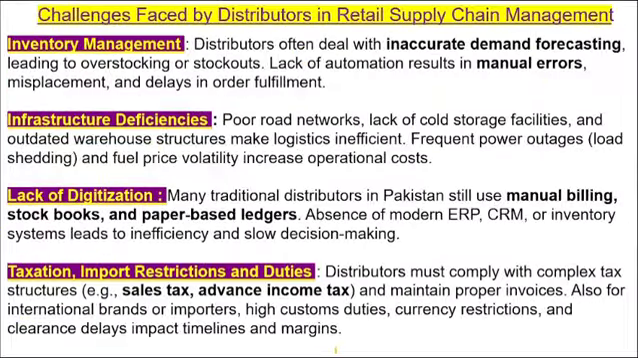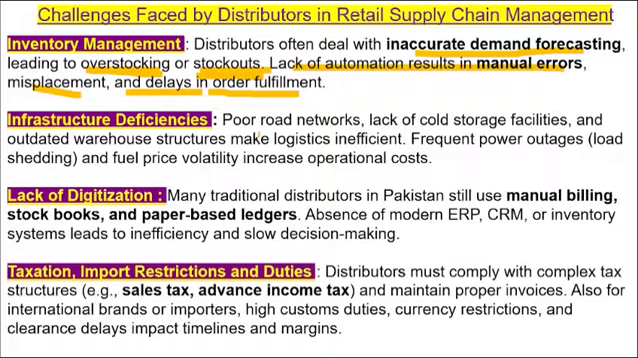Let's see challenge number 5, inventory management. Distributors often deal with inaccurate demand forecasting, leading to overstock or outstock. Lack of automation results in manual errors, misplacement, and delays in order fulfillment. You know, many distributors are still working in the old school tradition. They do not have the proper tools or software, due to which many times they face issues like overstocking and outstocking. So this is a big challenge for the distributors.